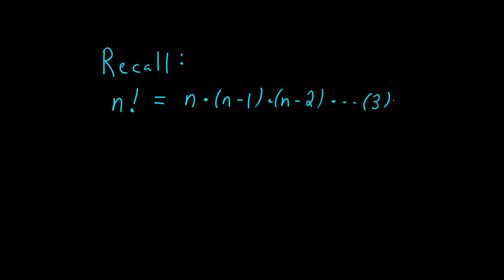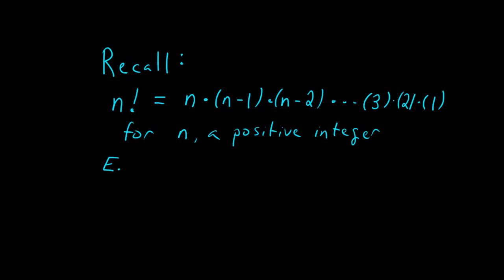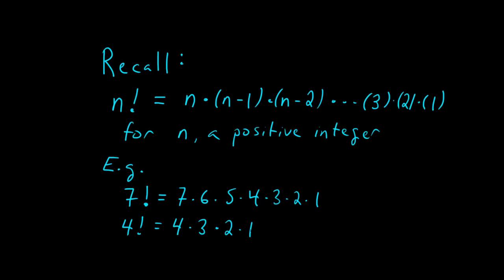But first, recall n factorial, if you remember from high school algebra or probability, is equal to n times n minus 1 times n minus 2. You basically reduce the value of the integer every time, multiplying all the way down to 1, for n a positive integer. Right, so this definition only works if we're starting out with a positive integer. For example, 7 factorial would be 7 times 6 times 5 times 4 times 3 times 2 times 1. 4 factorial would be 4 times 3 times 2 times 1. That's how the factorial was originally conceptualized.